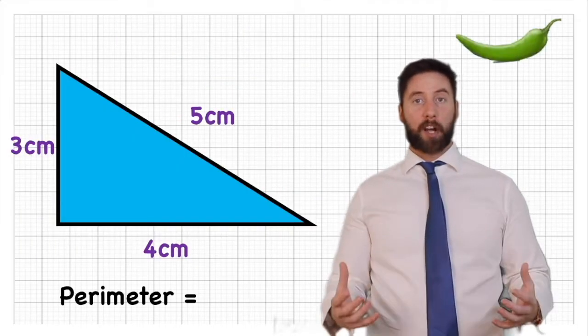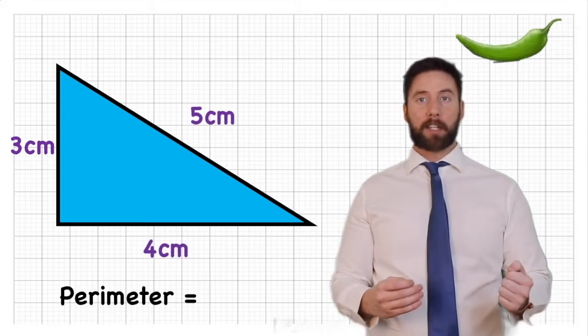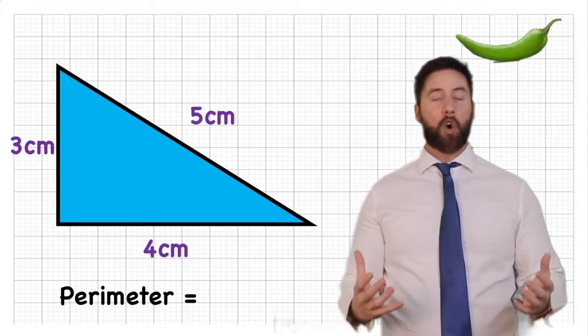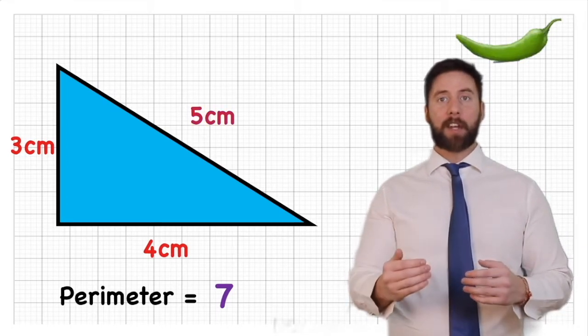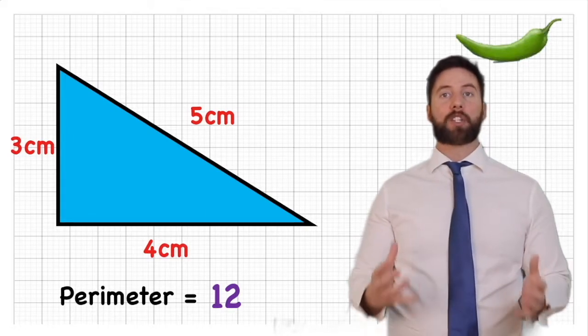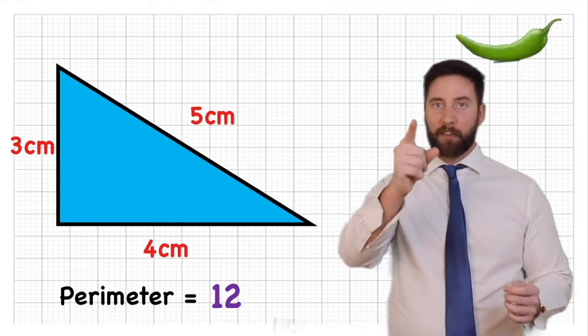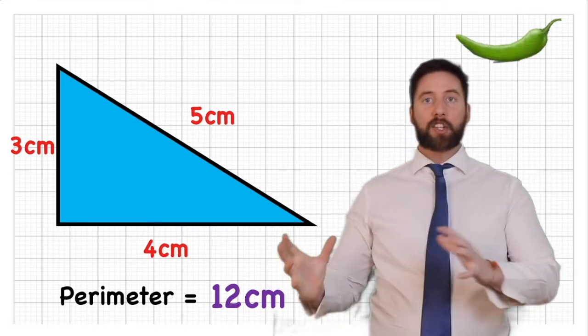Let's have a look at this triangle with sides of 3, 4 and 5 centimetres. So in order to find the perimeter, all I'm going to do is add 3, add 4, which gives me 7, add the 5, which gives me 12. So the perimeter of this triangle is 12. That's right, don't forget it, centimetres. Very important to make sure we use that units. Now let's look at another example.